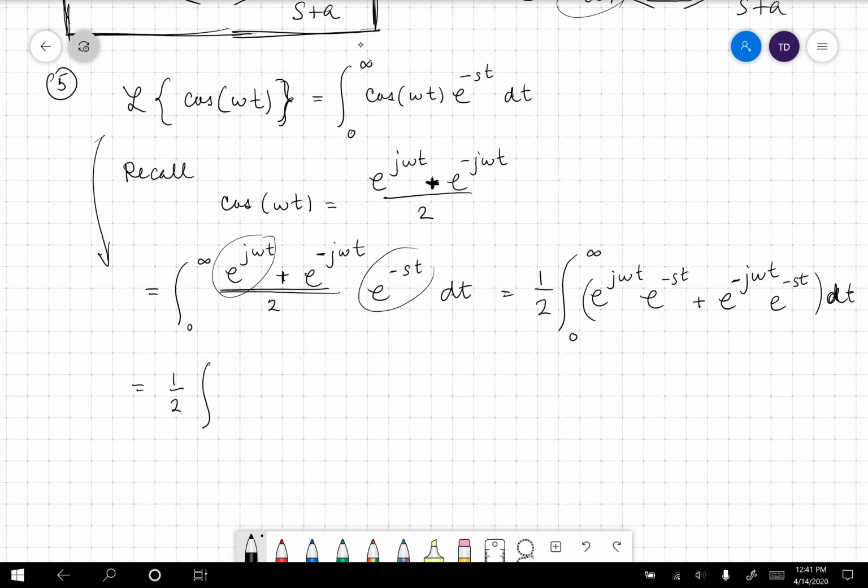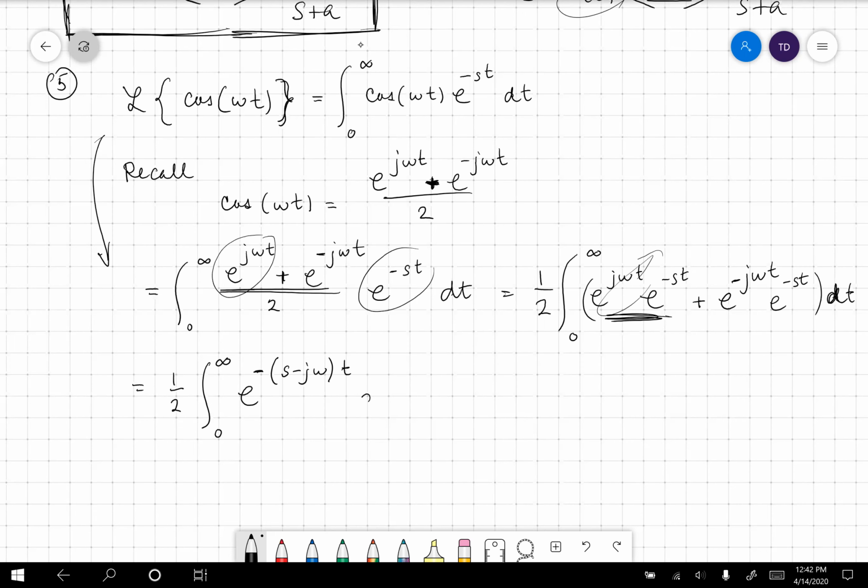The integral 0 to infinity. I'm going to multiply those two together. How am I going to multiply them? I'm going to add the exponents. When I add the exponents, I get the following. I have e to the minus, I'm going to pull out a negative, and it's going to be s minus j omega times t. Double check that, make sure you agree with that. E to the minus st, e to the minus j omega is e to the positive j omega t. That's that first term. That's good.